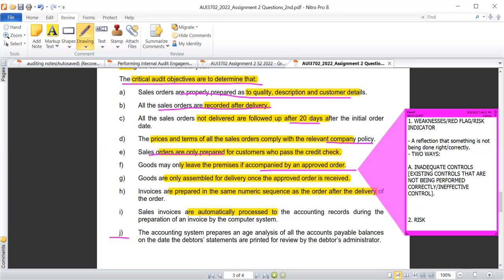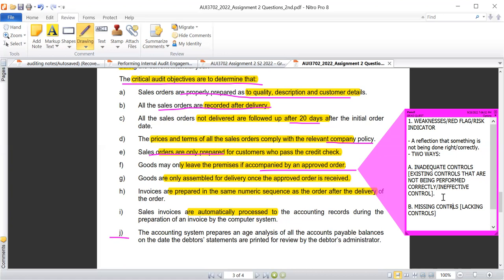So that's inadequate controls. And another way that we identify a weakness is a condition where there are missing controls. So these are controls that are not in place. In other words, these are lacking controls. Very important to take note of this, right? So that's what a weakness is all about.